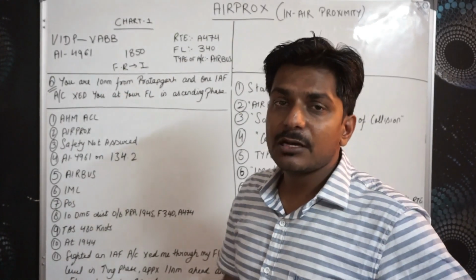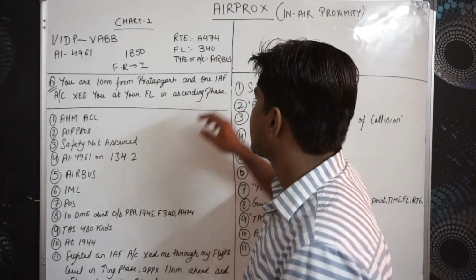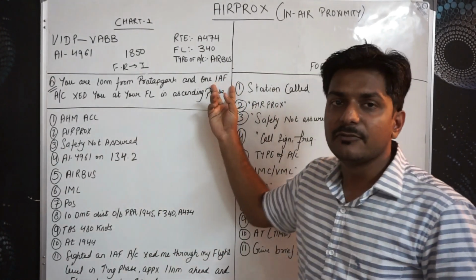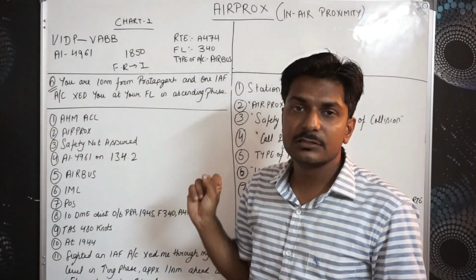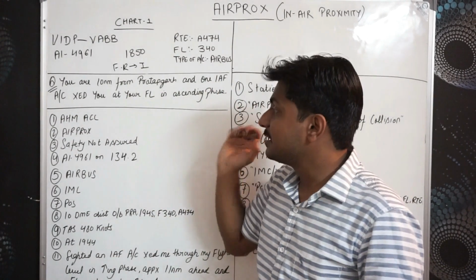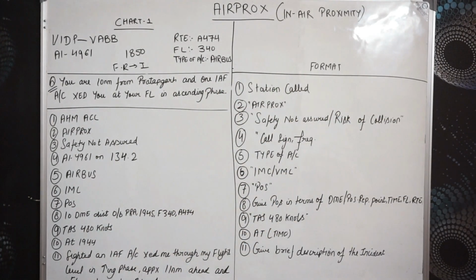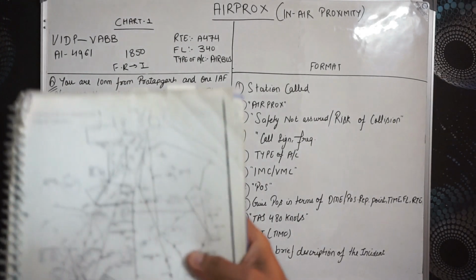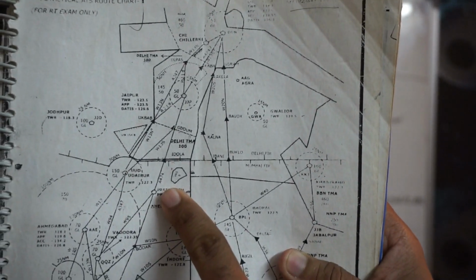Now the condition is you are 10 nautical miles from Pratapgarh, and one Indian Air Force fighter aircraft, IAF is the short form for Indian Air Force, crossed you at your flight level in ascending phase. So if we find out the location of our aircraft, it is on chart number 1, and on chart number 1 it says Pratapgarh, it is here.